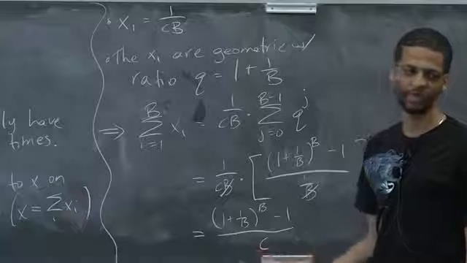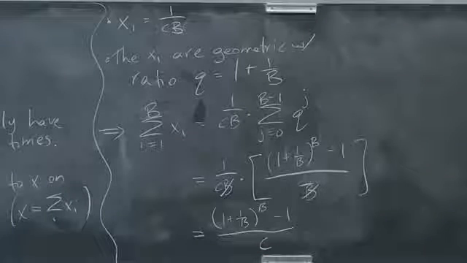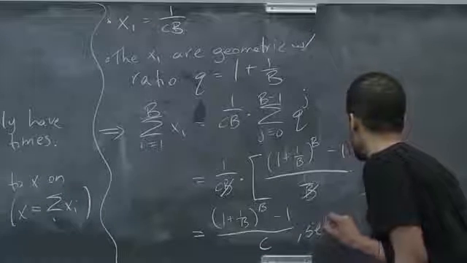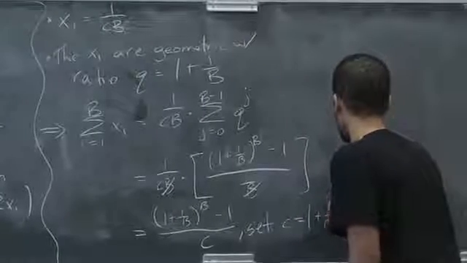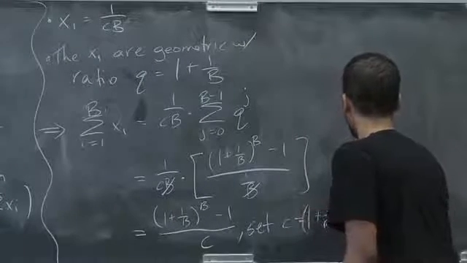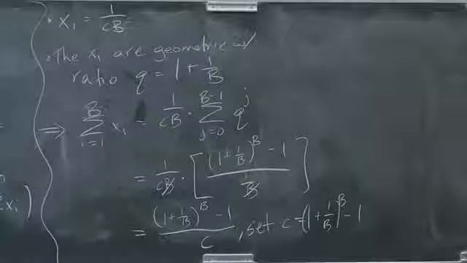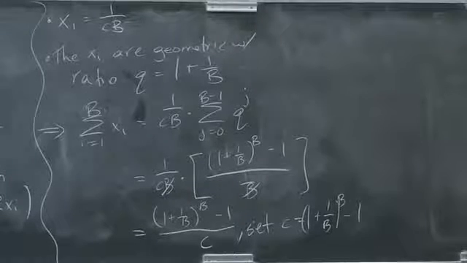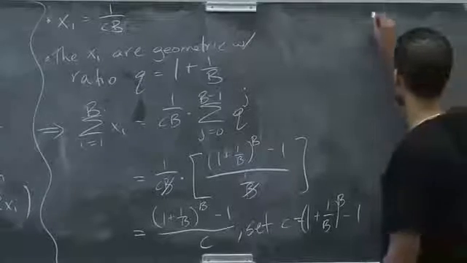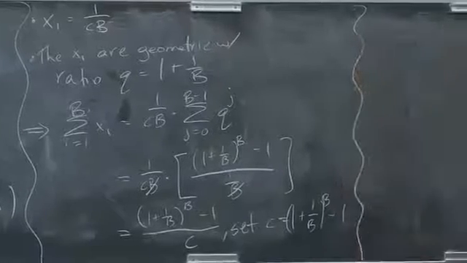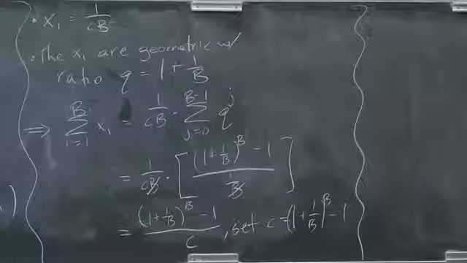So now I'll choose c. Set c equals 1 plus 1 over b to the b minus 1. Okay. So that's it. We have a 1 plus 1 over c competitive ratio. And c is this, which is exactly what I promised you. And now x and y are both feasible.